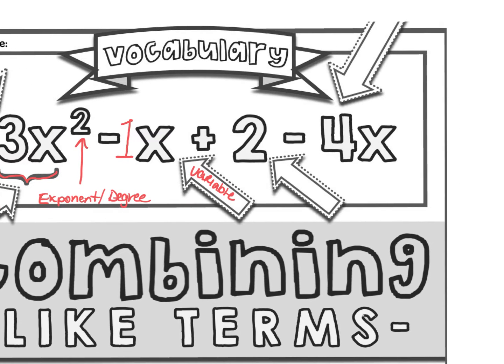This 2 does not have a variable. It's called a constant. And the number in front of this term, -4, is not a variable, but that number in front is called the coefficient.